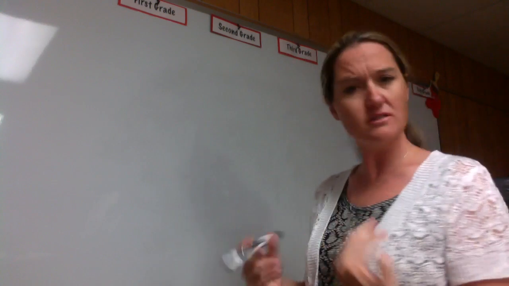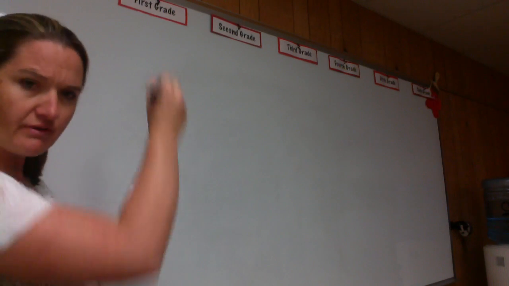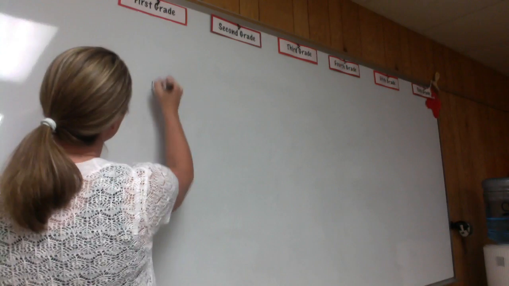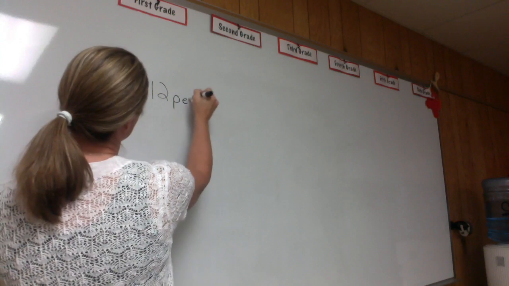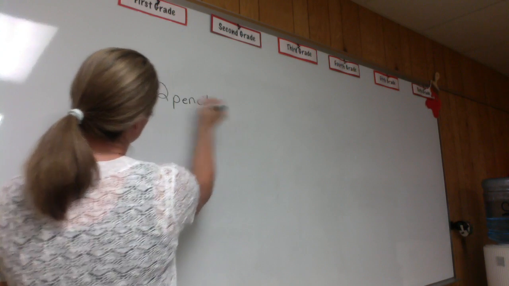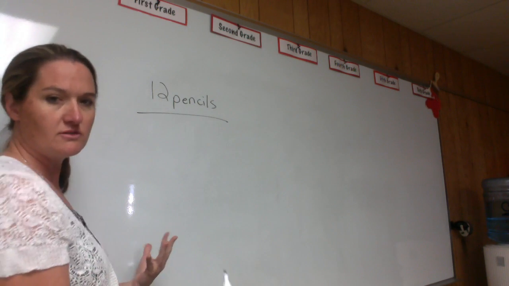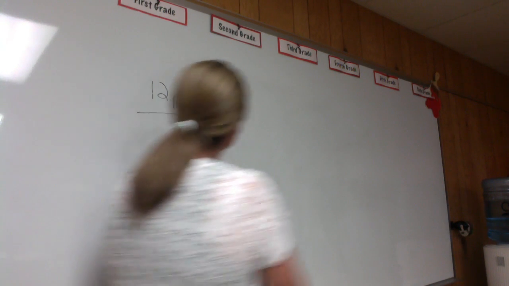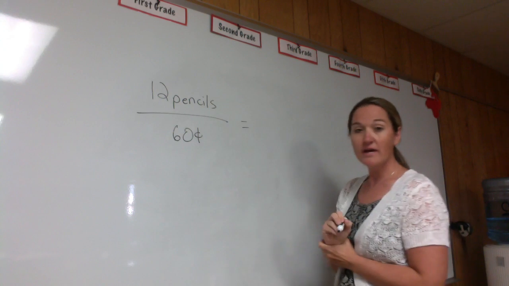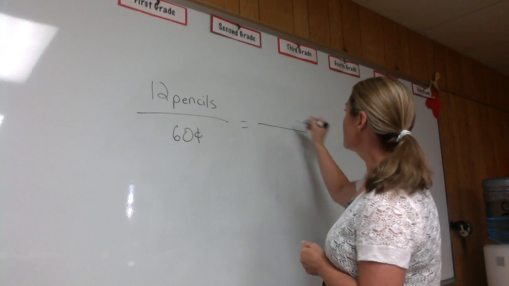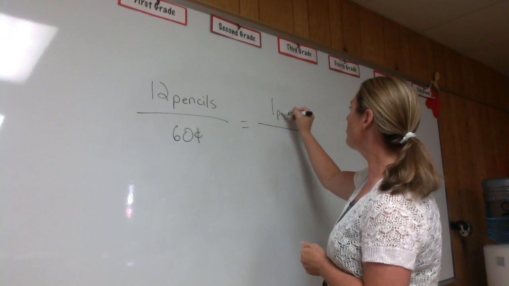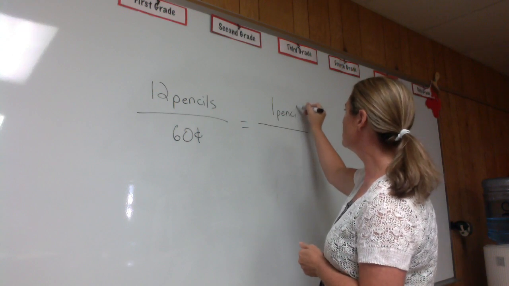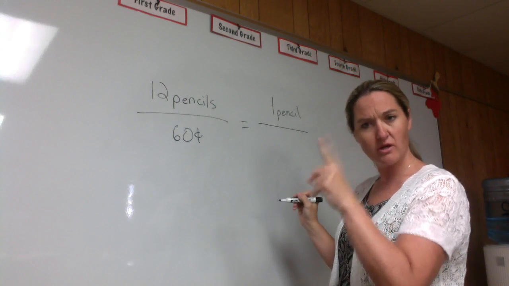Okay, so this is how we would solve unit rates. We would write it as kind of like a fraction. So I bought 12 pencils over the cost. I bought 12 pencils for 60 cents. Now we're going to create a second fraction in which we have one pencil. That's the unit rate, the cost of one.